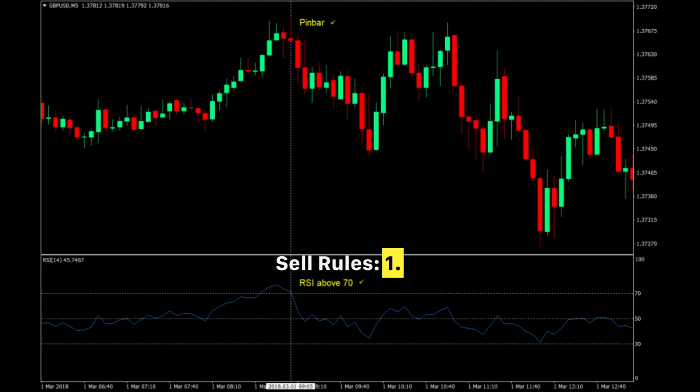Sell rules. 1. Price is below the moving averages. Trend is bearish. 2. Wait for a retracement up toward the fast MA. 3. Enter when the oscillator turns down from overbought and a bearish candle closes below the pullback high. 4. Stop loss just above the swing high. 5. Take profit toward the next minor support or a 1:1.5 risk to reward.